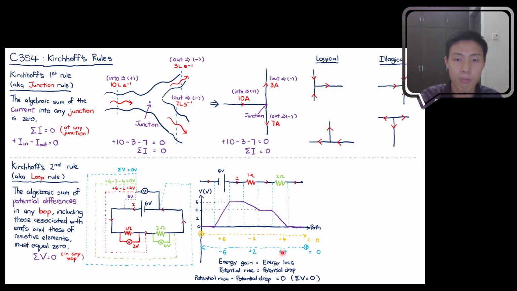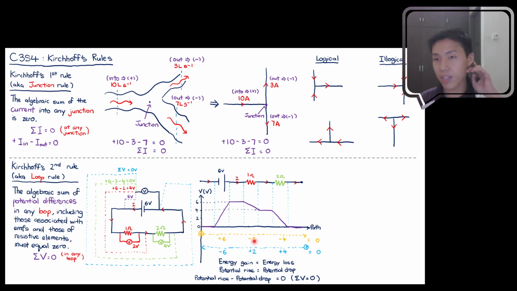Okay, if you take potential rise, which is, if you go towards the right, the potential rise is due to the battery, positive. You minus all the potential drop. If you go to the right, the potential drop is due to the resistors. Then if you sum them all up, it will be equal to 0. That's the idea of Kirchhoff's second rule actually.